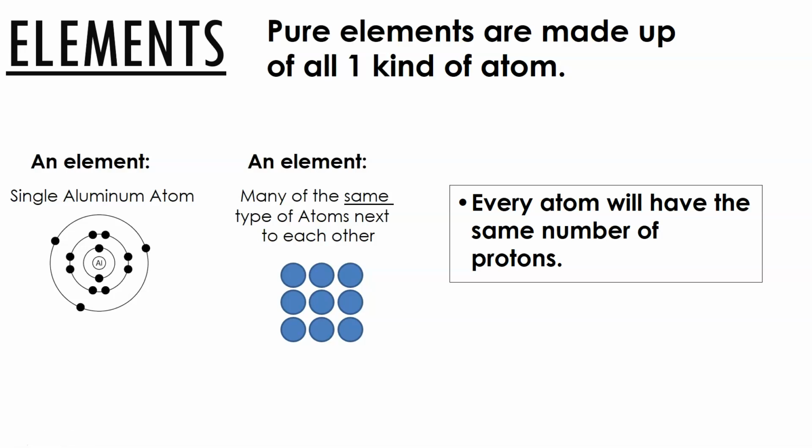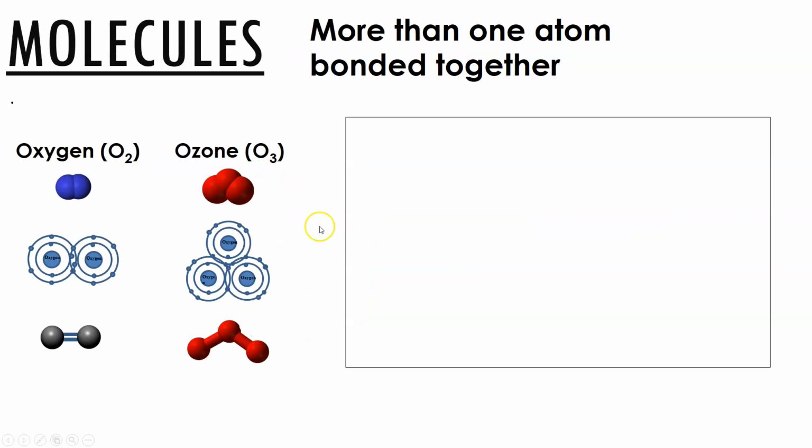The next category we're going to look at is molecules. Molecules are what we get when we bond more than one atom together. You can see some examples here. We have oxygen atoms bonded together, 2 of them. That makes the oxygen gas that we breathe. If you have 3 of them bonded together, it's something called ozone. You've probably heard of the ozone layer.